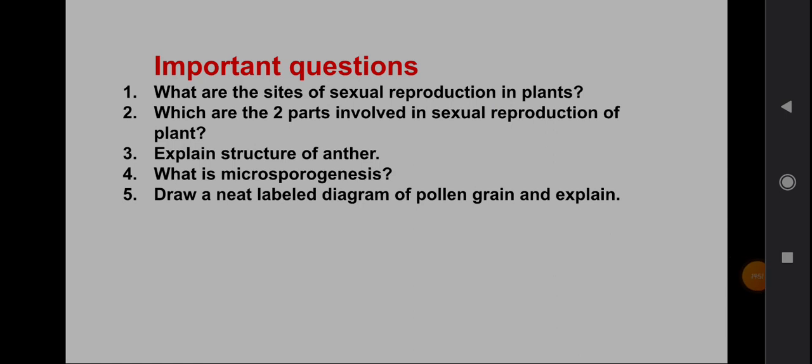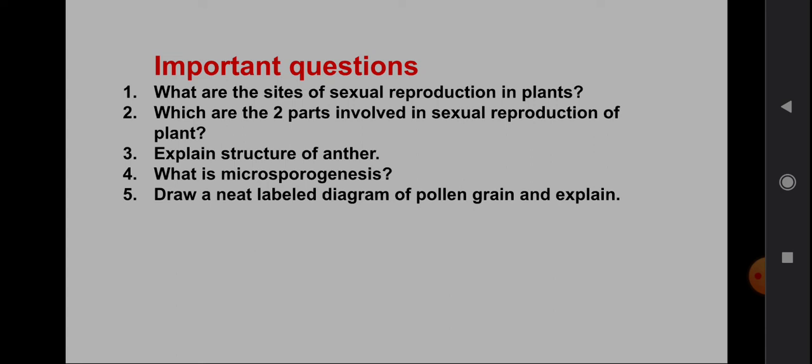These are the important questions. What are the sites of sexual reproduction in plants? Means what are the main sites involved in sexual reproduction of plants, and which are the two parts involved in sexual reproduction of plants? The main two parts. Explain the structure of anther. You have to explain as well as draw the diagram, that is the microsporangium diagram.